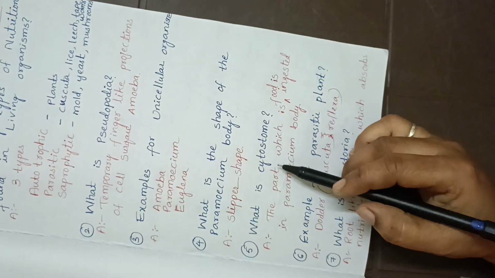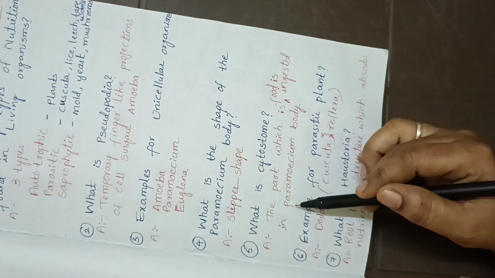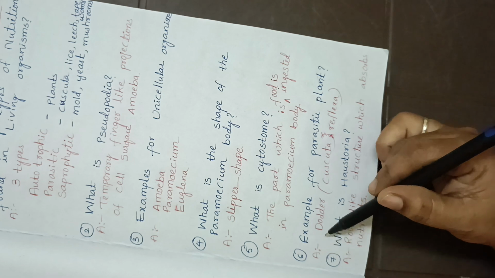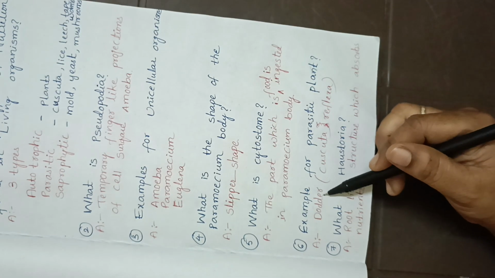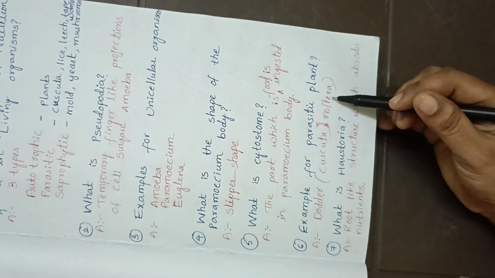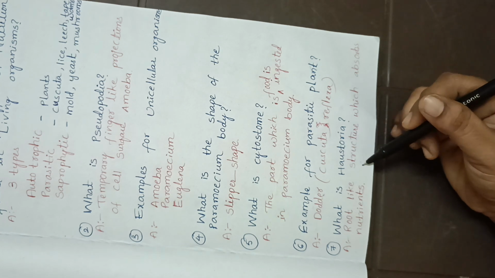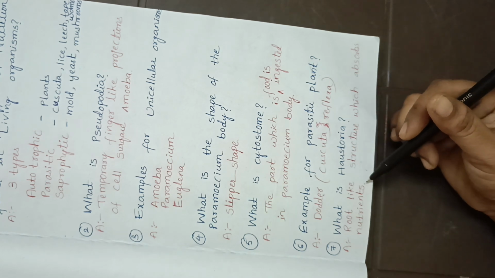So what is the cytostome here? The area where food is ingested in the paramecium body. Fifth question is, example for a parasitic plant: dodder plant, scientific name Cuscuta reflexa. What is haustoria? The haustoria is a root-like structure which absorbs the nutrients.